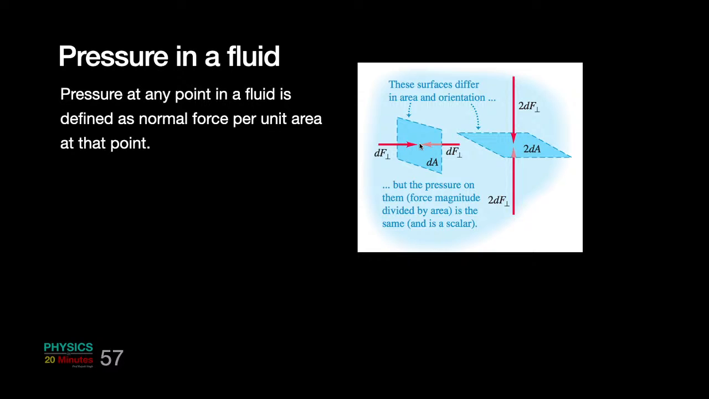Suppose I want to calculate pressure here. Imagine a little area dA which encompasses that point. Then you figure out how much is the force acting from the perpendicular direction. Once you know the force and you know the area, then pressure can be calculated. Pressure is dF upon dA. It is written as dF perpendicular upon dA.